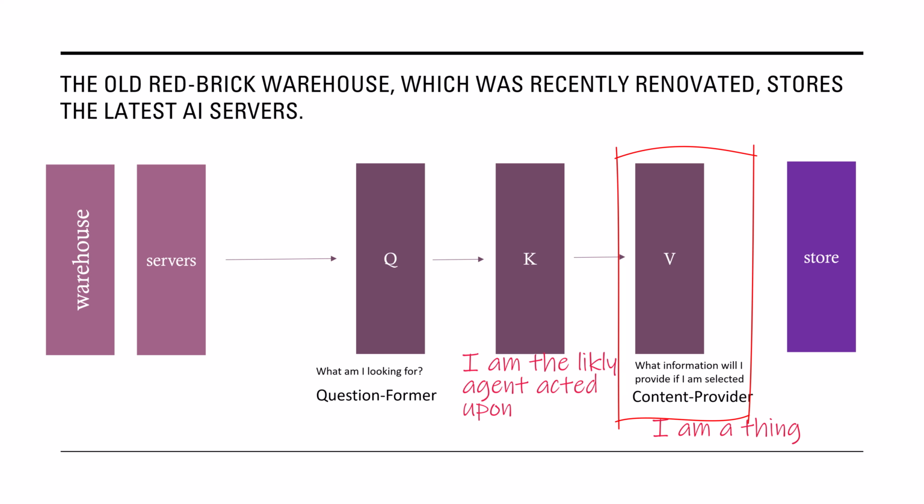And in the same way, you can have a V vector for renovated, and a V vector for red brick. For red brick, the value vector would be prepared to answer, I am a descriptor, a quality of the warehouse. Each V vector is like a witness statement, pre-written and ready to be read if the detective's questions are a match.